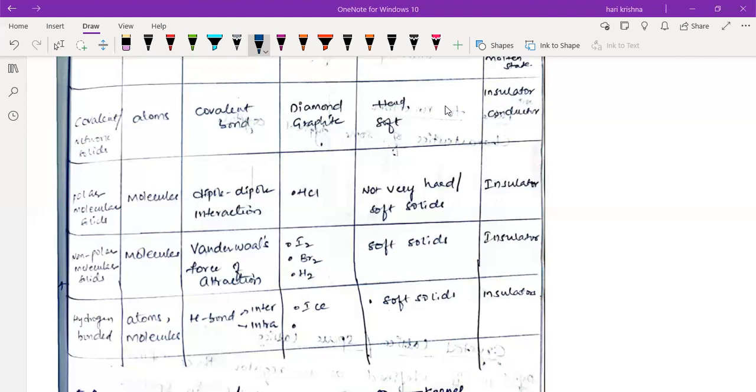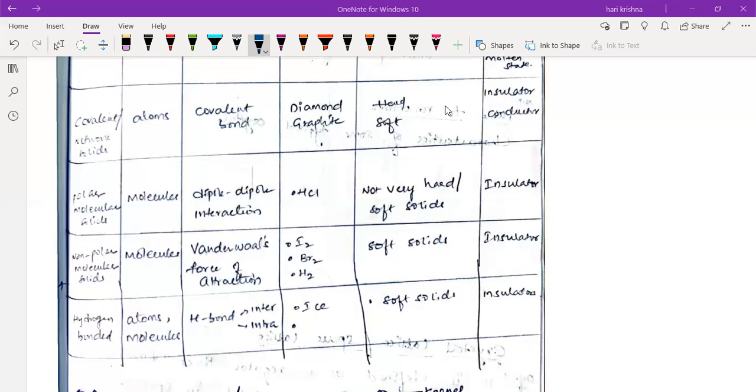So in the case of polar molecules, the molecules are the constituent particles. They have a dipole moment between them, so there is a dipole-dipole interaction between the particles. So dipole means what? Due to the formation of partial charges on the atoms, it will cause a dipole moment. An example of a polar molecule is HCl.